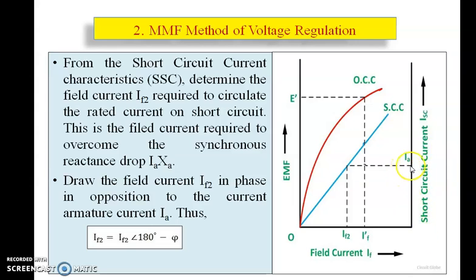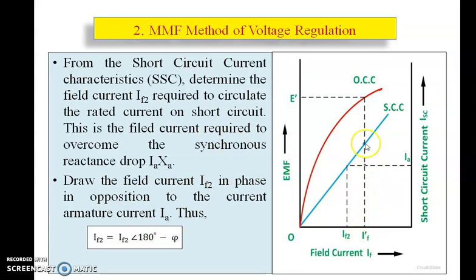हा काय करायचा इथून, okay, I'm taking this IA at this one. This is IA, nothing but the rated short circuit current. I am drawing this line directly, crossing the SCC, and I'm taking this one as IF2. Okay. Now draw the field current in phase opposition to the armature current. Thus, simply what I am saying, in the open circuit characteristics IF dash, choose any value.